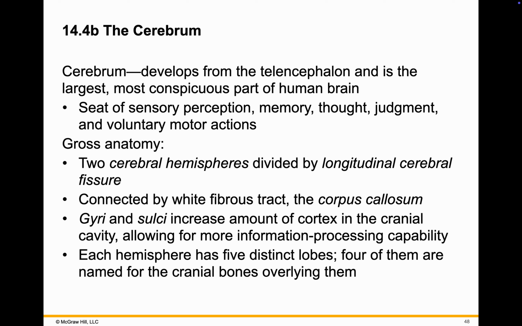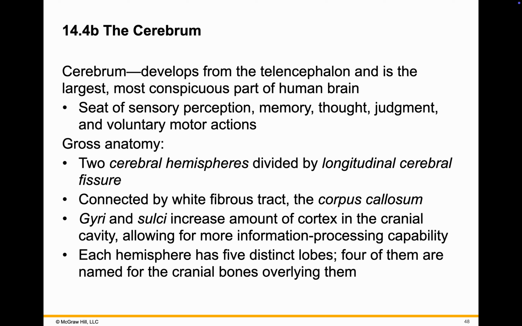This is our seat of sensory perception, memory, thought, judgment, and voluntary motor actions. This is our entire universe. Everything you know about the world, you know because of your cerebrum. In gross anatomy, it has 2 cerebral hemispheres divided by a longitudinal cerebral fissure. They're connected by a white fibrous tract called the corpus callosum.